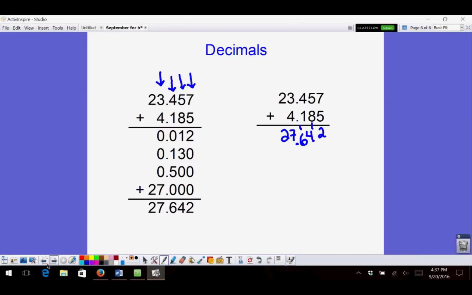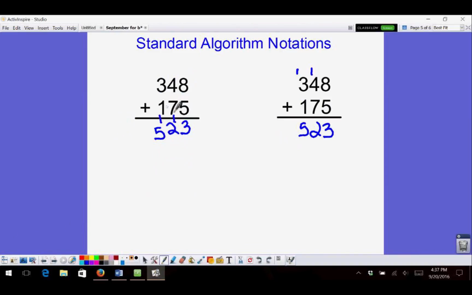See, if I go back, the decimal points were lined up. We just didn't bother to write them because we don't know anything yet about numbers to the right of them.